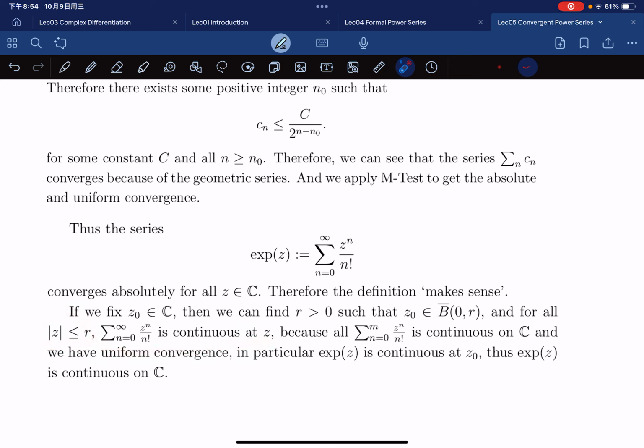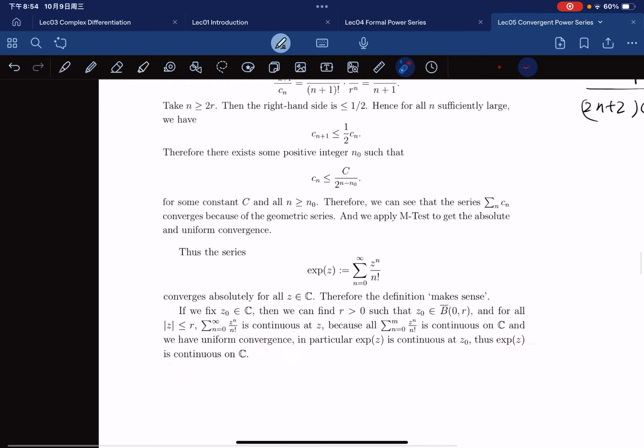Why? Because all of the partial sums are continuous functions, right? And we have the uniform convergence, right? So the limit of a uniformly convergent sequence of continuous functions is continuous. Each of them is continuous, and this is the limit as n goes to infinity. So in particular, this is continuous at z naught. So exp z is continuous on C. If we fix z naught, it is continuous at z naught, so it is continuous on C. Okay?